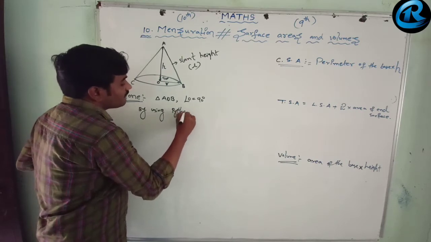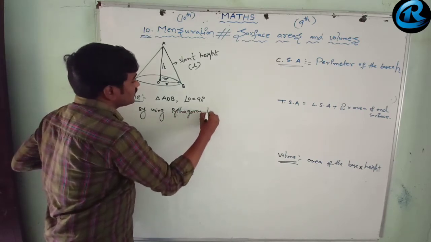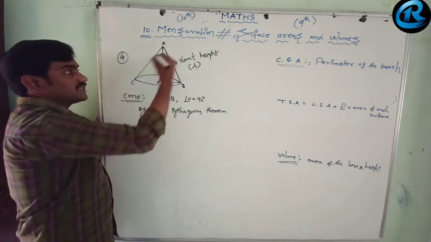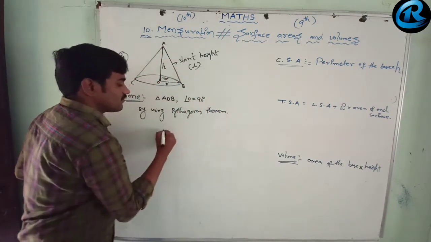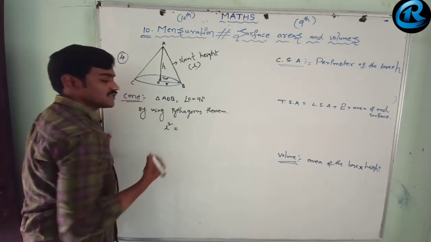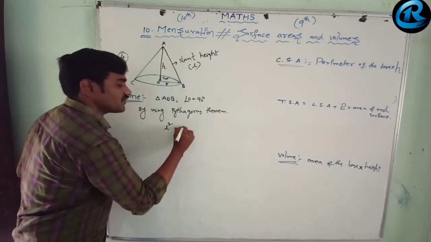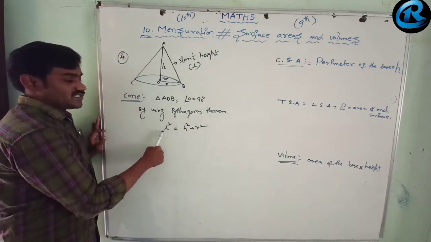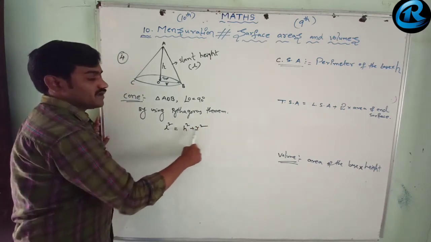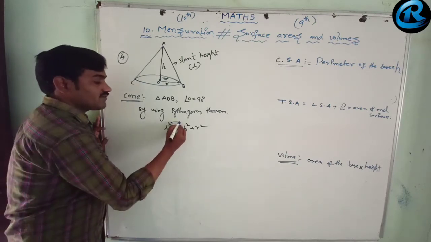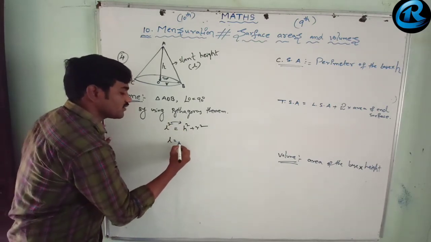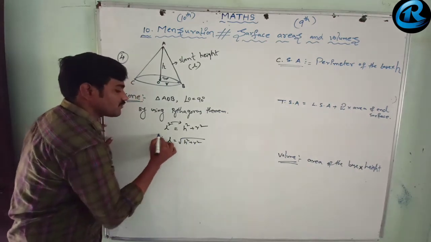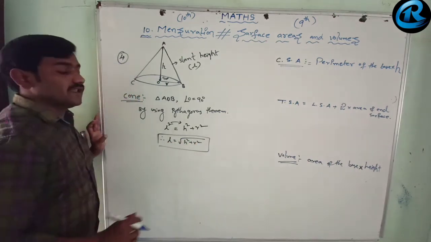By using the Pythagoras theorem, we can write here L square equals the square of the hypotenuse, equal to the sum of the squares of the other two sides, h square plus r square. The square we transfer, that becomes square root. So L equals under root of h square plus r square. This is the formula you need to remember to find the L.